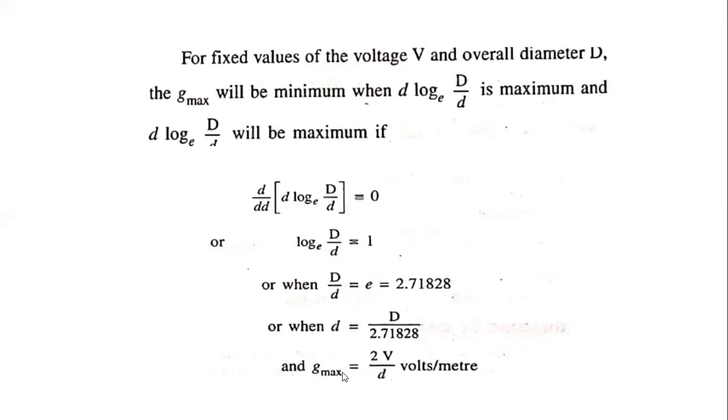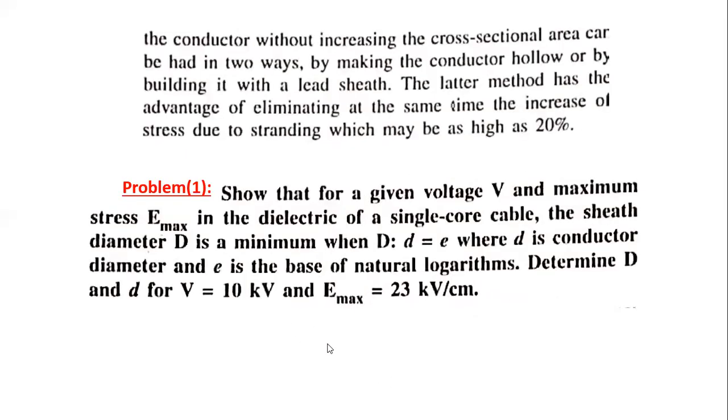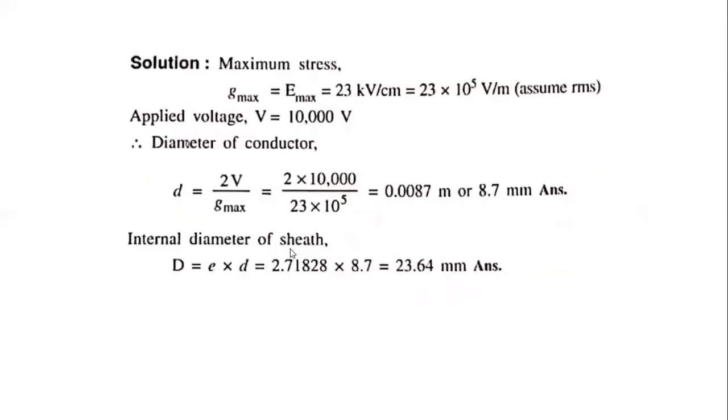Then substitute G max is equal to 2V by d. Then we obtain the most economical size of a conductor, that is G max is equal to 2V by d. That is the most economical conductor diameter. And then these are the problems related to the most economical size of a conductor. Therefore d is equal to 2V by G max.